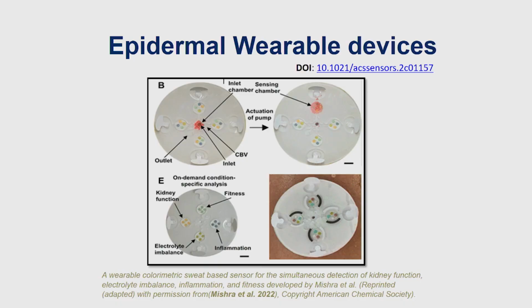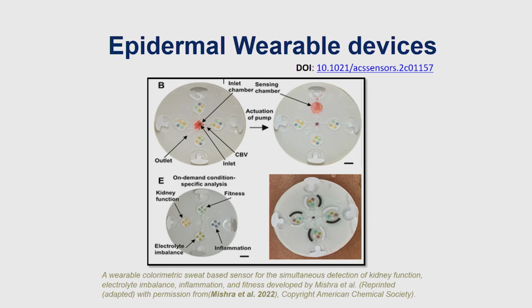Here's another example. This is an example of a colorimetric sweat biosensor. This is not an electrochemical one, it's colorimetry, meaning you see color changes, right? This is an example where they are looking at kidney function, biomarkers, electrolyte imbalance, and inflammation, published in the American Chemical Society journal by Mishra et al. This is a recent one actually, a 2022 paper, wherein they've got an inlet chamber.